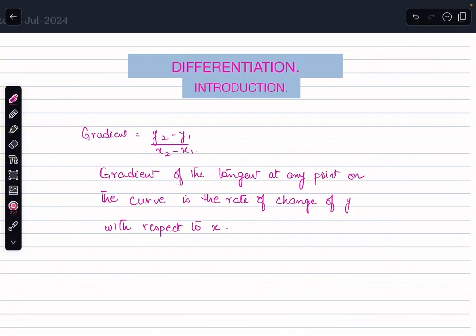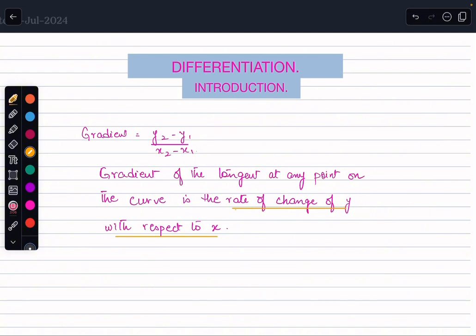So it's going to be the rate of change of y with respect to x. If I write it in terms of differentiation, the rate of change of y with respect to x is given as dy by dx. So in differentiation, to find the gradient value, or the derivative, or the differentiation function, we will have to find the function dy by dx.